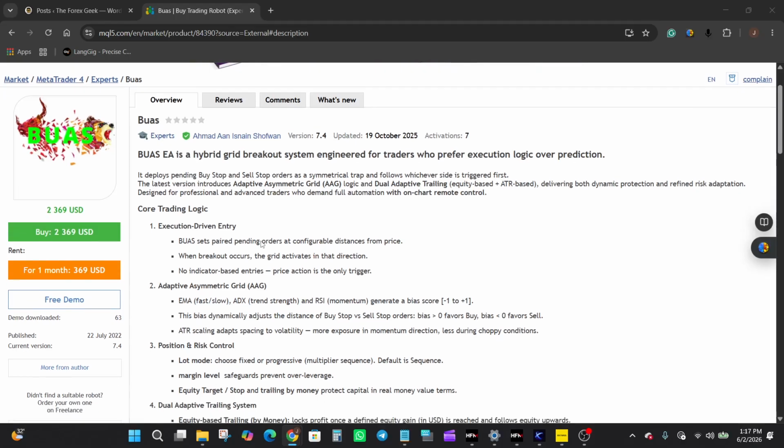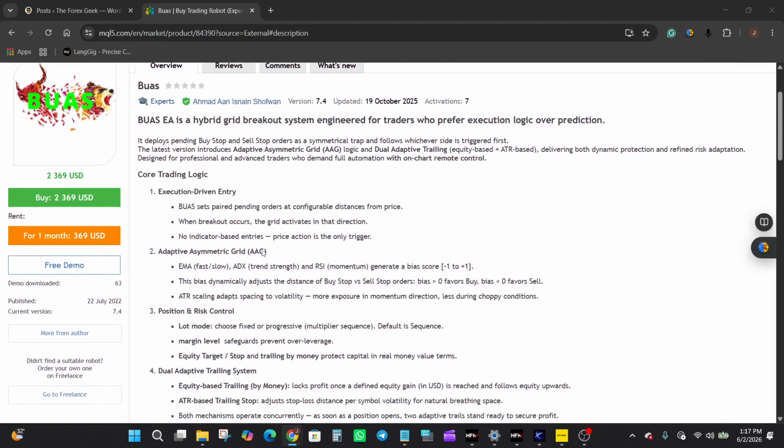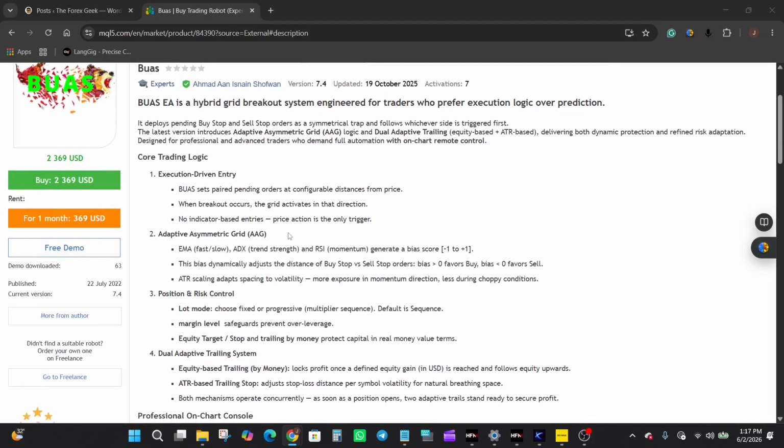Now, looking at the description, BUAS EA is described as a hybrid grid breakout system. What stands out immediately is that it doesn't rely on indicators for entry signals. Instead, it places buy stop and sell stop pending orders around price and waits for a breakout to trigger one side. As I scroll further, I can see the adaptive asymmetric grid logic.